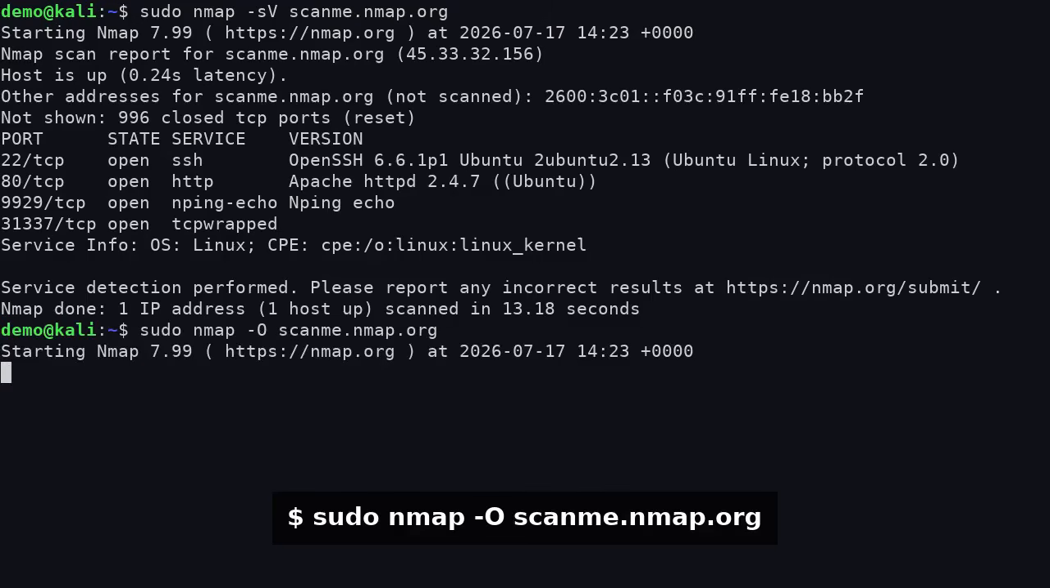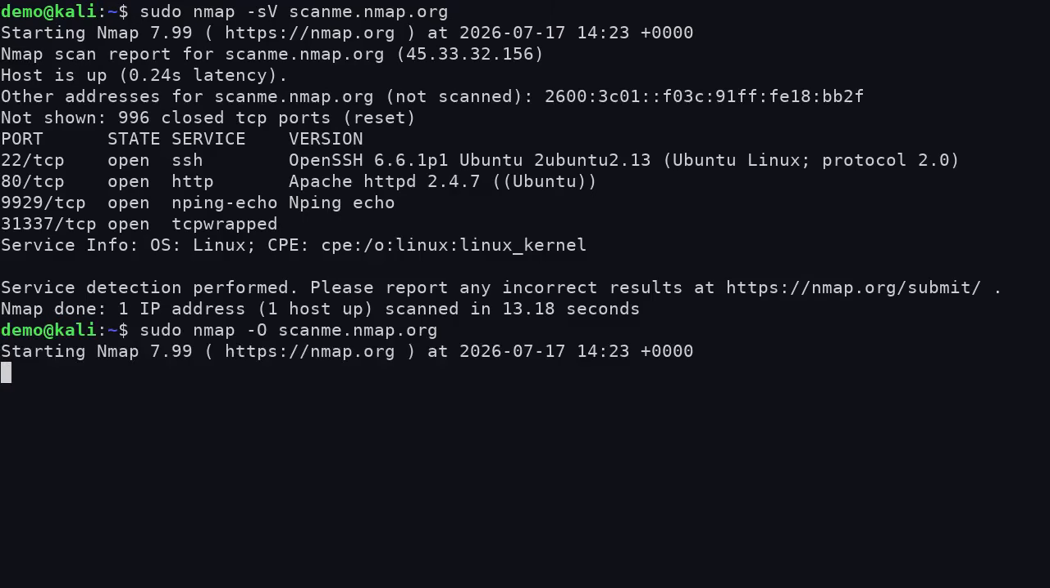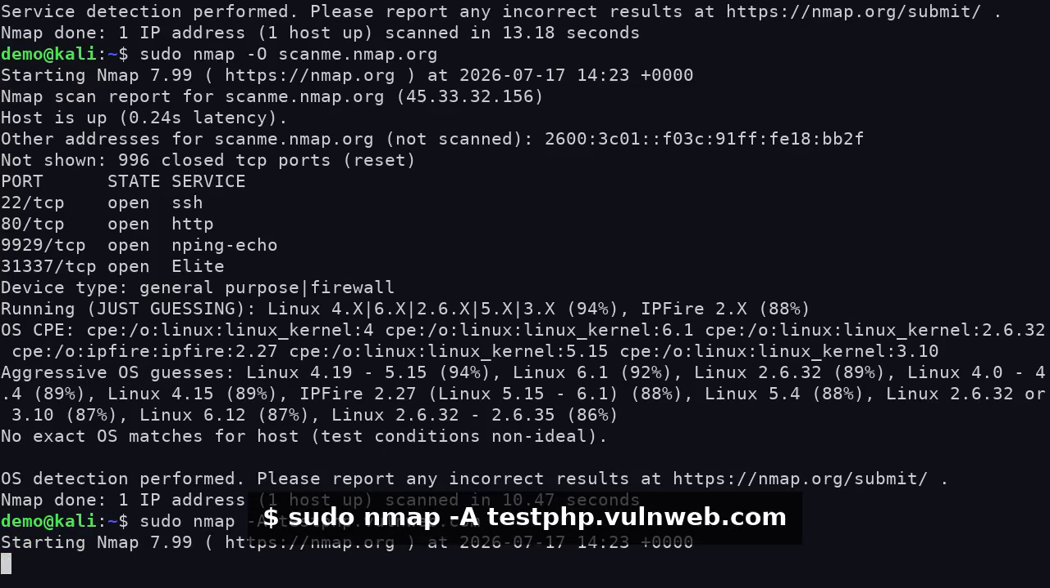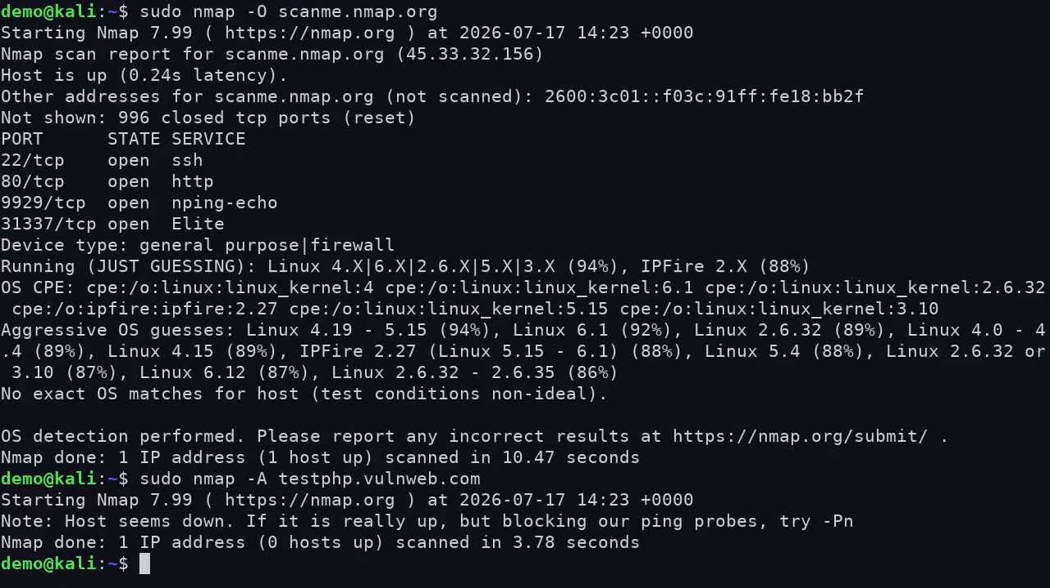This performs an operating system detection scan using the -O flag. Nmap sends a series of TCP and UDP packets to the target and analyzes the responses to determine the underlying OS. The -A flag enables an aggressive scan, which includes OS detection (-O), version detection (-sV), script scanning (-sC), and traceroute. This provides a comprehensive profile of the target system in a single command.